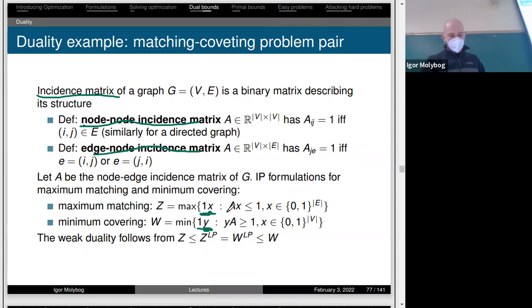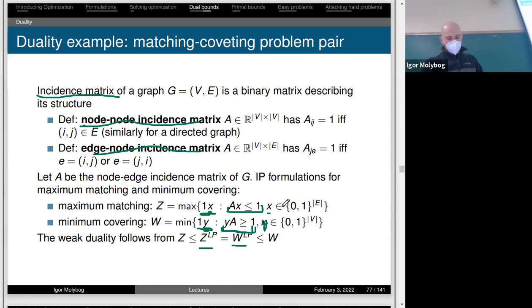And then in order to indicate that this is indeed a matching, we need to make sure that Ax is less than or equal to 1. And in order to indicate that it is a covering, we need to make sure that yA is greater than or equal to 1. The one thing tells us that the edges are independent. The other one makes sure that we have covered everything. And now we just need to make sure that the vector x and the vector y are both integral. Moreover, they are binary, and this will lead us to an integer programming formulation for both matching and covering problems. And now we just need to write down LP relaxations for both of them.